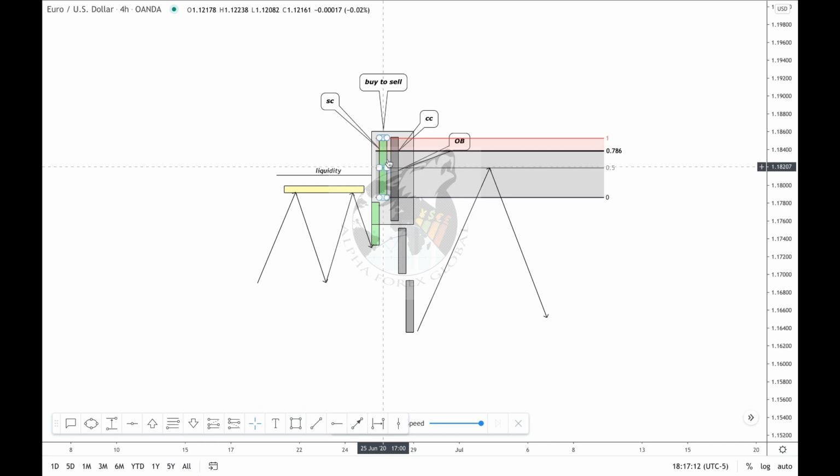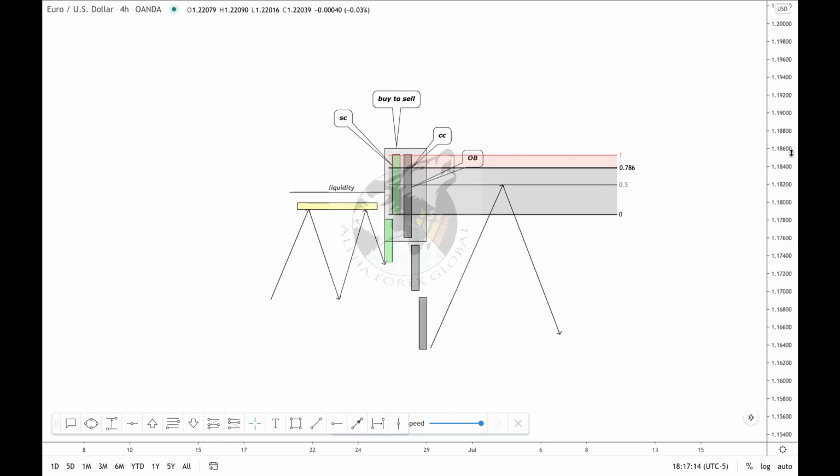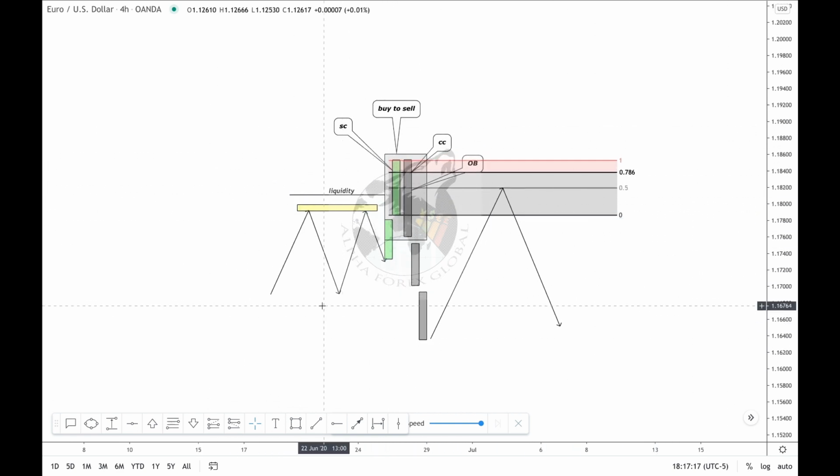Now, let's actually look at some live examples in the market.